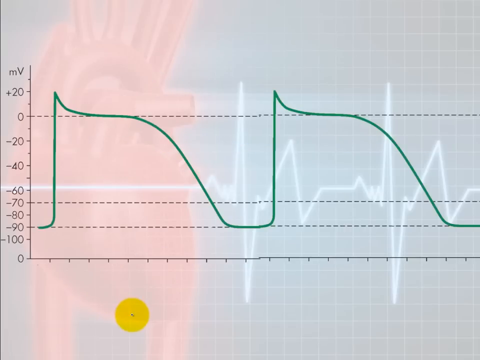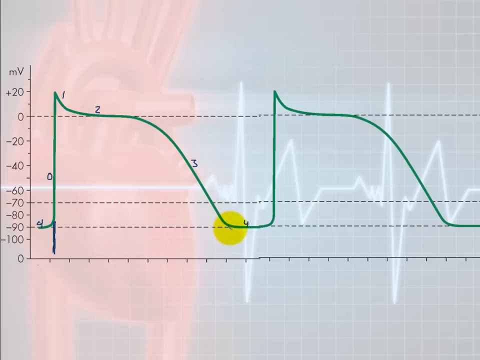So this should all look familiar. We just talked about this a little while ago. Here's your phase 4, there's 0, there's 1, there's 2, there's 3, and here's 4. So here's all your phases. The absolute refractory period begins right here when the cell actually reaches threshold and starts to depolarize. Once your cell gets up here, it can't depolarize again.